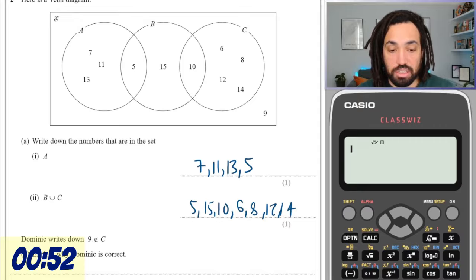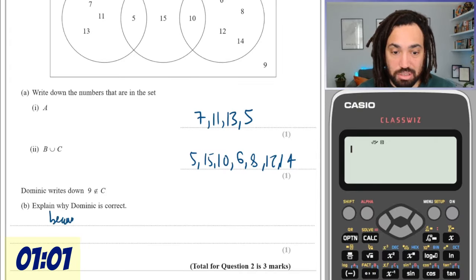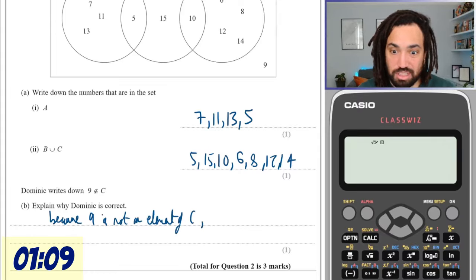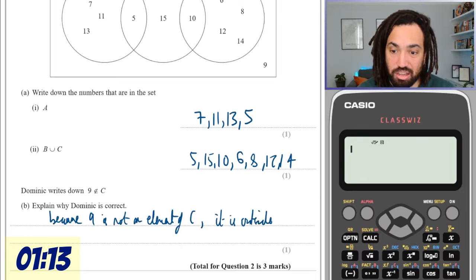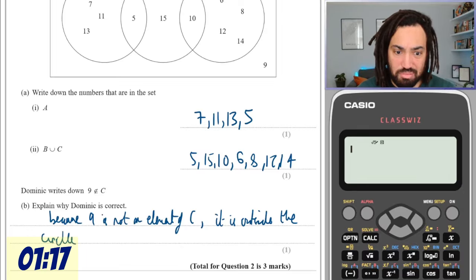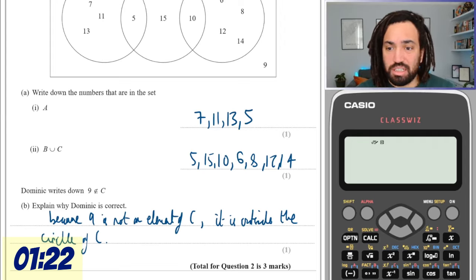He writes down that 9 is not in C. Explain why dominant is correct. Because 9 is not in C. I mean, because 9 is not an element of C. It is outside the circle of C. That seems quite obvious, but whatever.